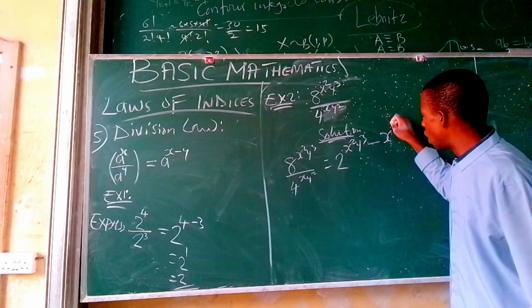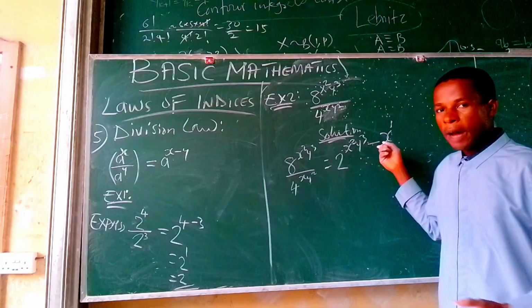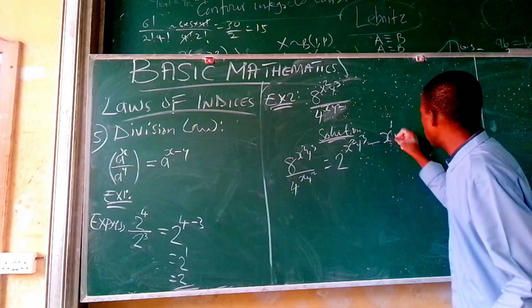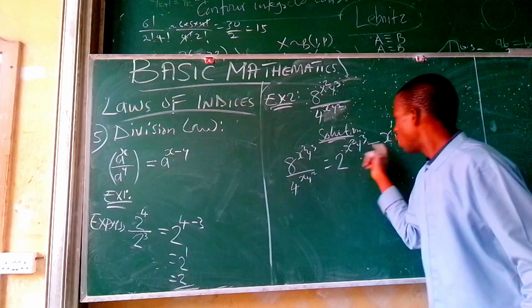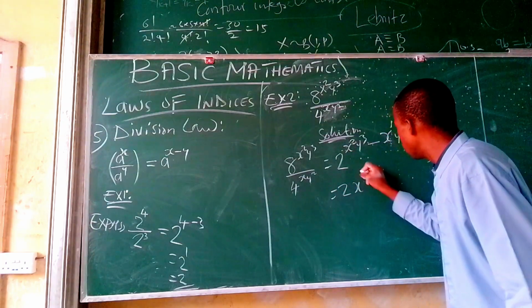You know that this is raised to an invisible power of 1 by the law of indices, because any number is raised to an invisible power of what? 1. Now the second one will have y squared. Now let's subtract the base, and we'll have x raised to the power of 2.